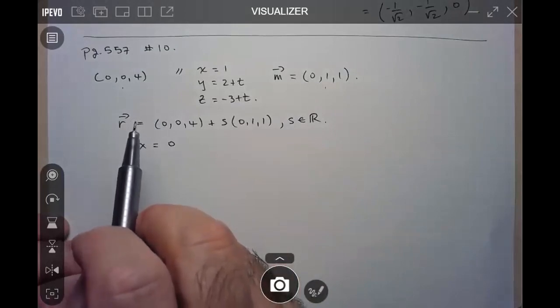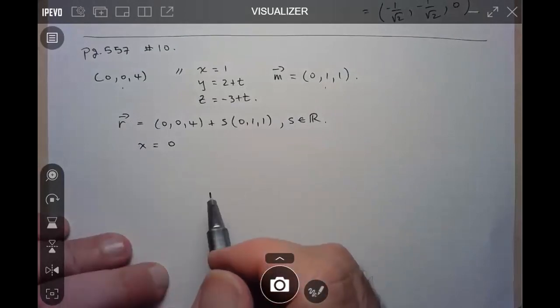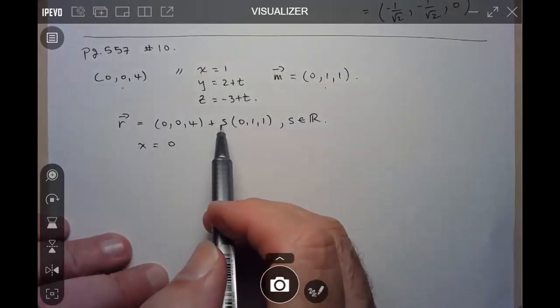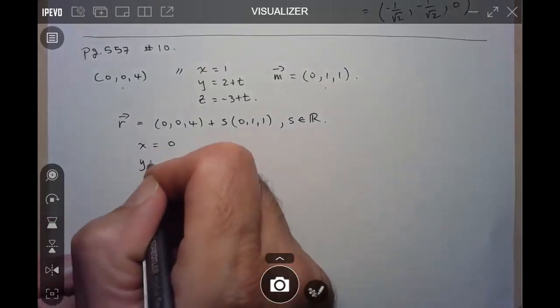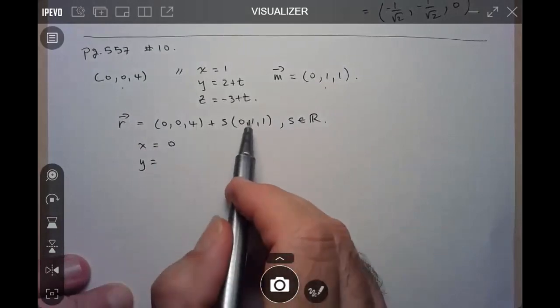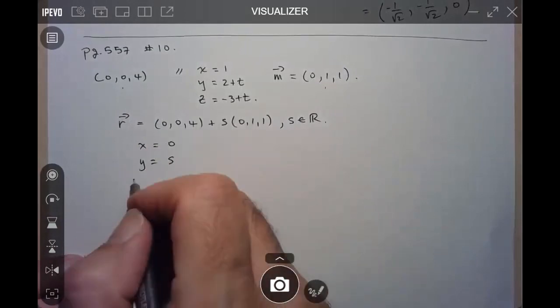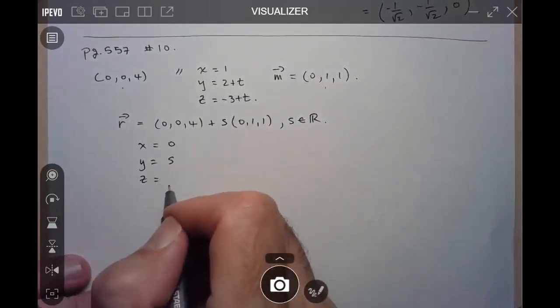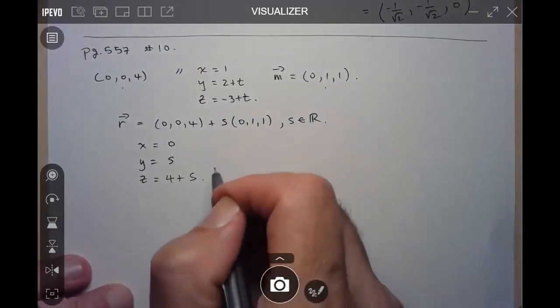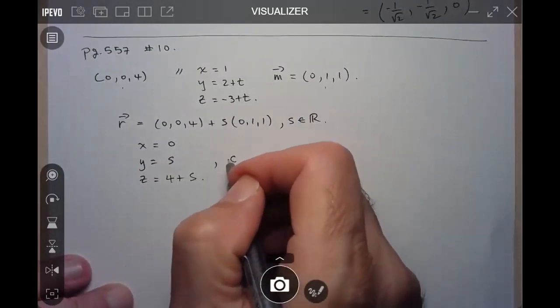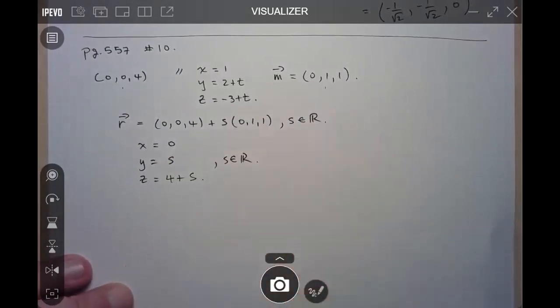Okay, great. What was I doing? Oh yeah, parametric form. So 0 plus 0s. So x is just always equal to 0. Y is given by 0 plus 1s. And then z is given by 4 plus 1s. And again, s is any real number.